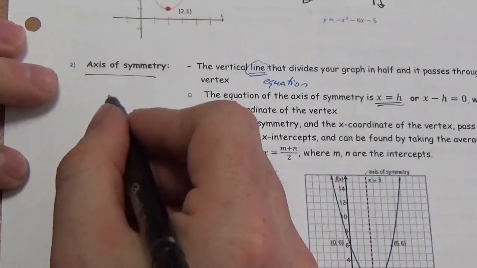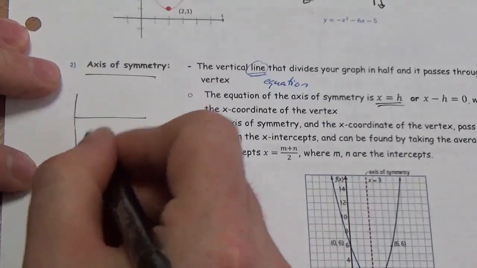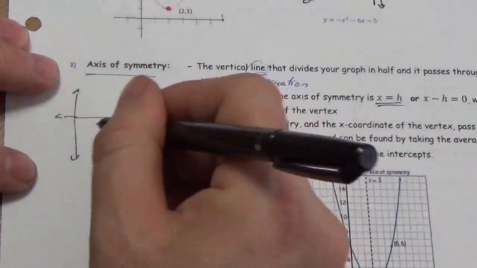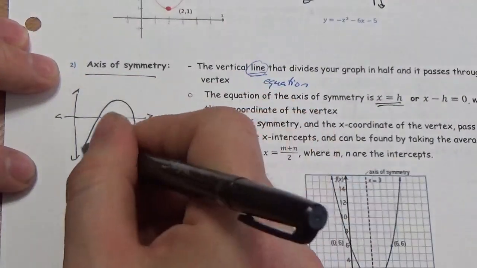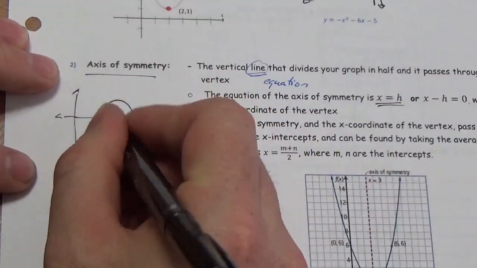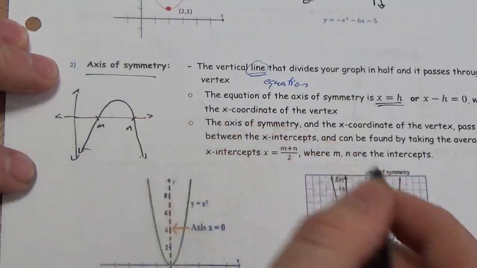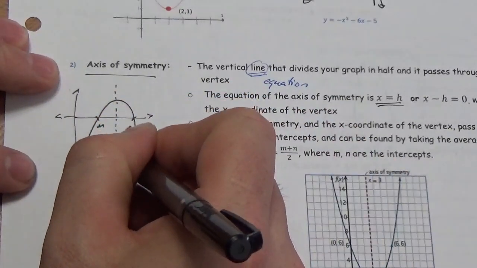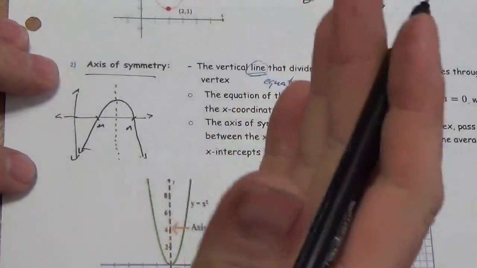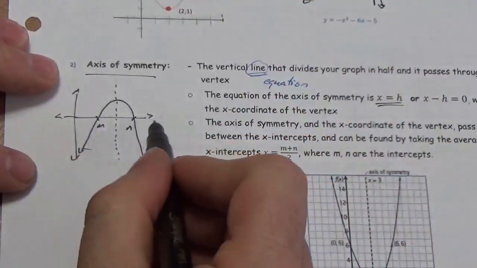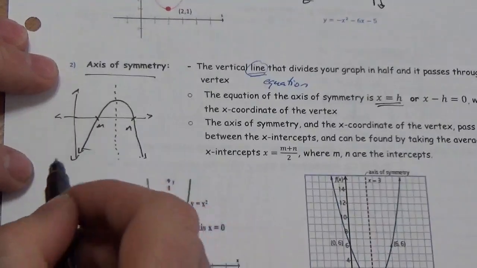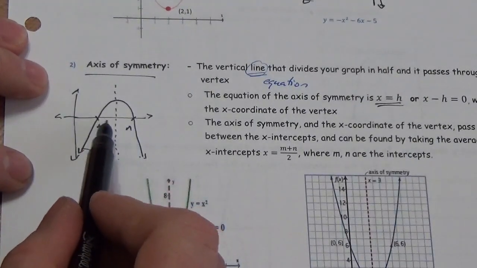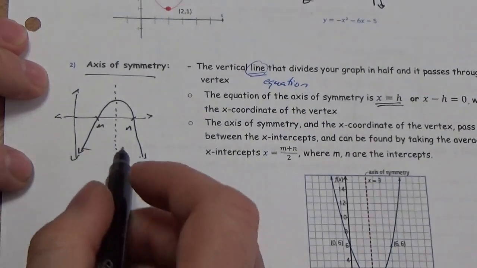So let's say here's your parabola right here. There's your y-axis, there's your x-axis. Your parabola does this. Here's your m, here's your n, those are your x-intercepts. We know that the axis of symmetry goes right down the middle of the parabola. Because of how the parabola is oriented, it has to go exactly halfway in between m and n.